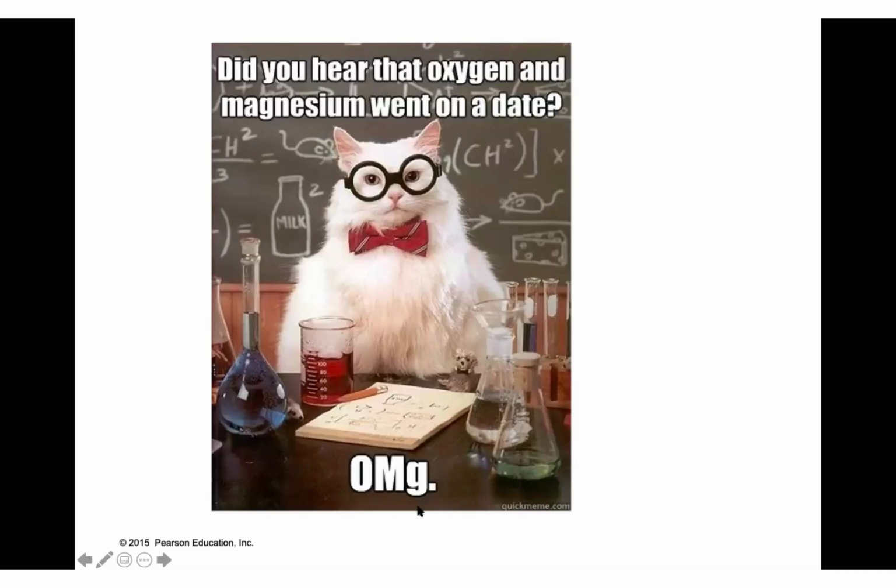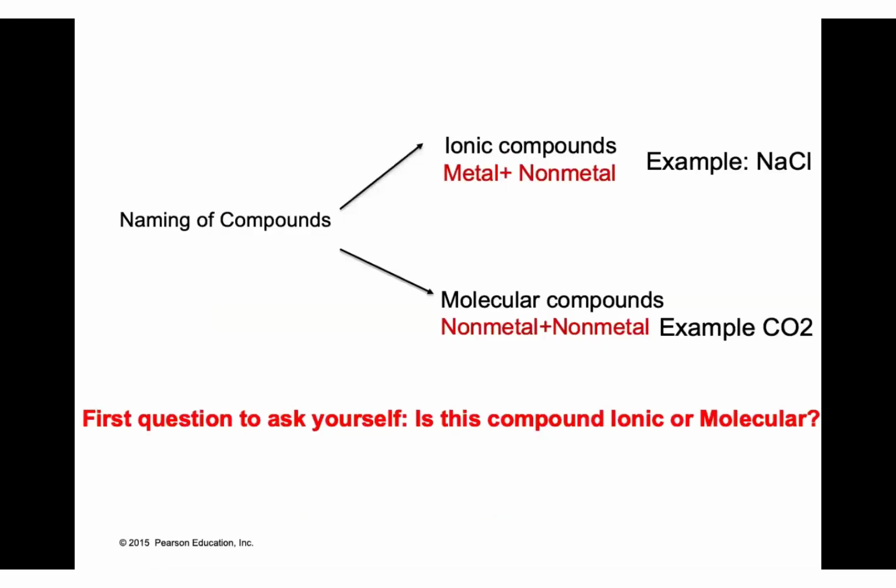OMG is not right, because if we assume it's a compound, O as oxygen and Mg as magnesium, their way of writing is not right. Why? Because magnesium is more metallic than oxygen, because it's on the left side of the ladder, and is a metal. So we should write MgO.